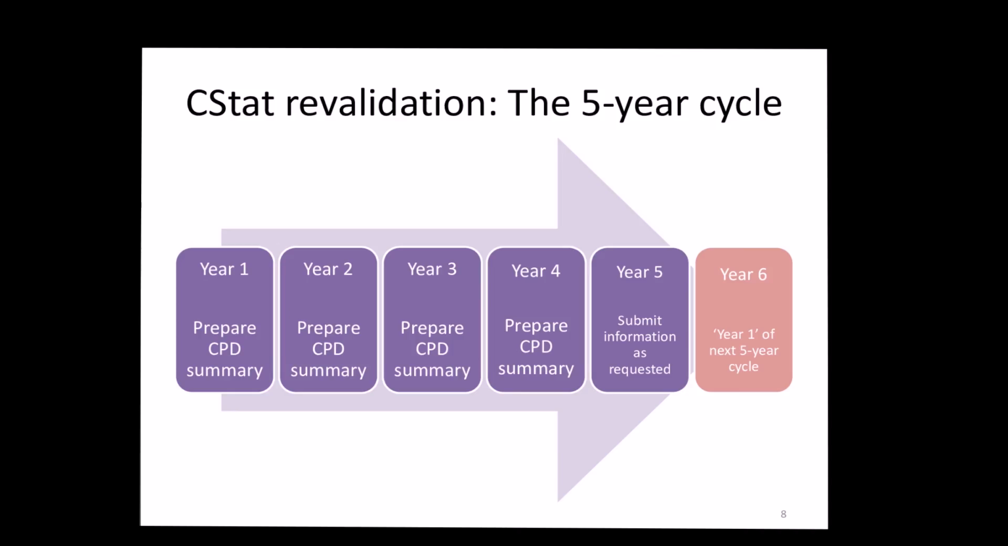Although you will prepare a CPD summary each year, you should not submit anything to the Society until you receive a request at the beginning of year 5. And for those of you with a revalidation date of the 1st of January 2018, then 2017 is your year 5. So this talks about the CStat revalidation process. Note that for the annual CSci revalidation process, in essence, every year is a year 5.